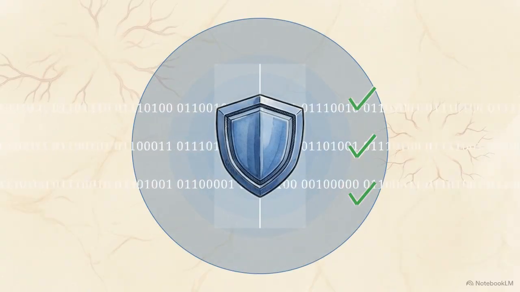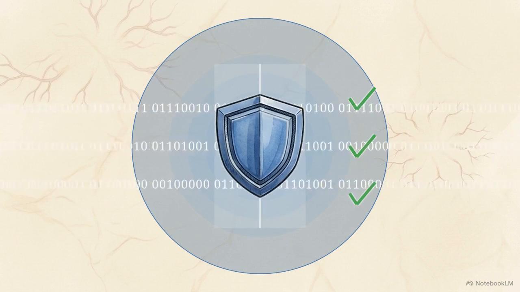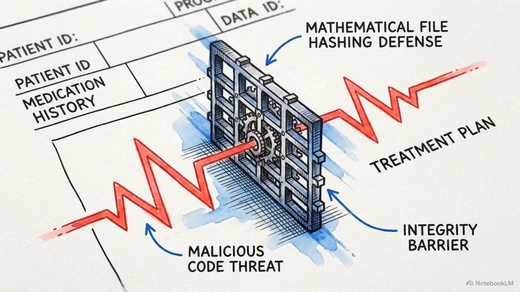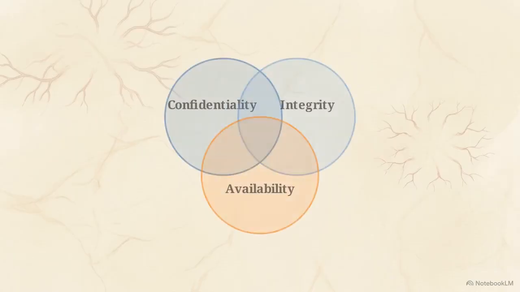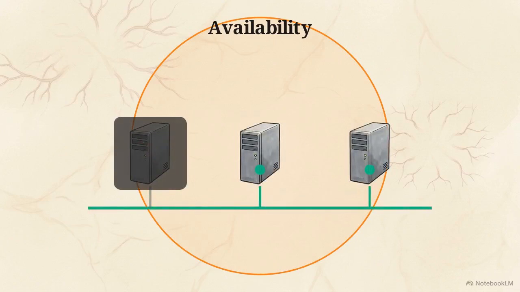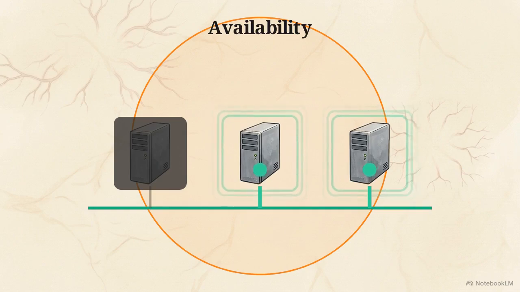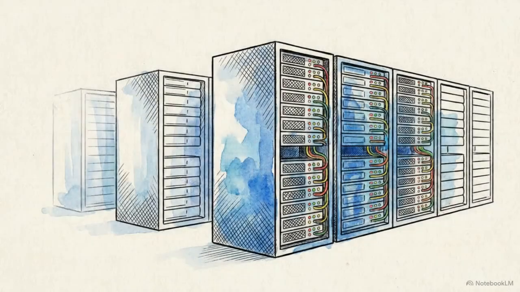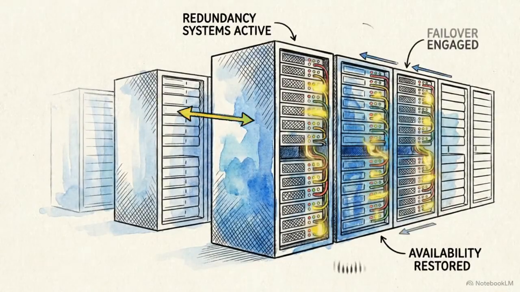The second pillar is integrity. This guarantees that systems and data remain accurate, complete, and entirely free from unauthorized modification. For our hospital, integrity means utilizing mathematical file hashing to verify that a patient's prescription record hasn't been silently altered by malware. The third pillar is availability. This ensures that systems function correctly and data is immediately accessible to authorized users exactly when they need it.